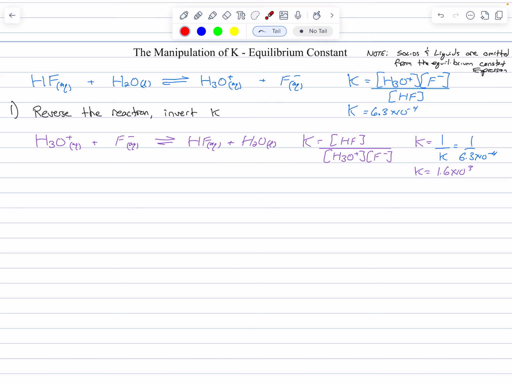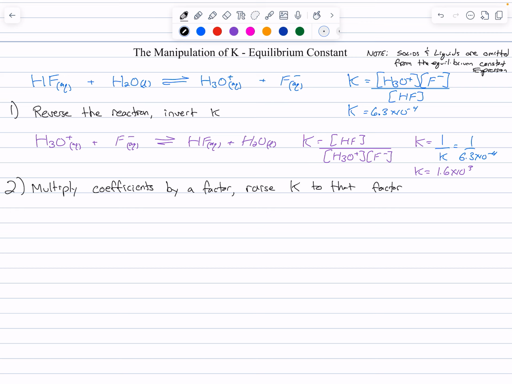All right. The second manipulation is if you multiply coefficients by a factor, we raise K to that factor. Well, what do we mean by that? So we go back to our HF, hydrofluoric acid, and water, getting hydronium and fluoride.